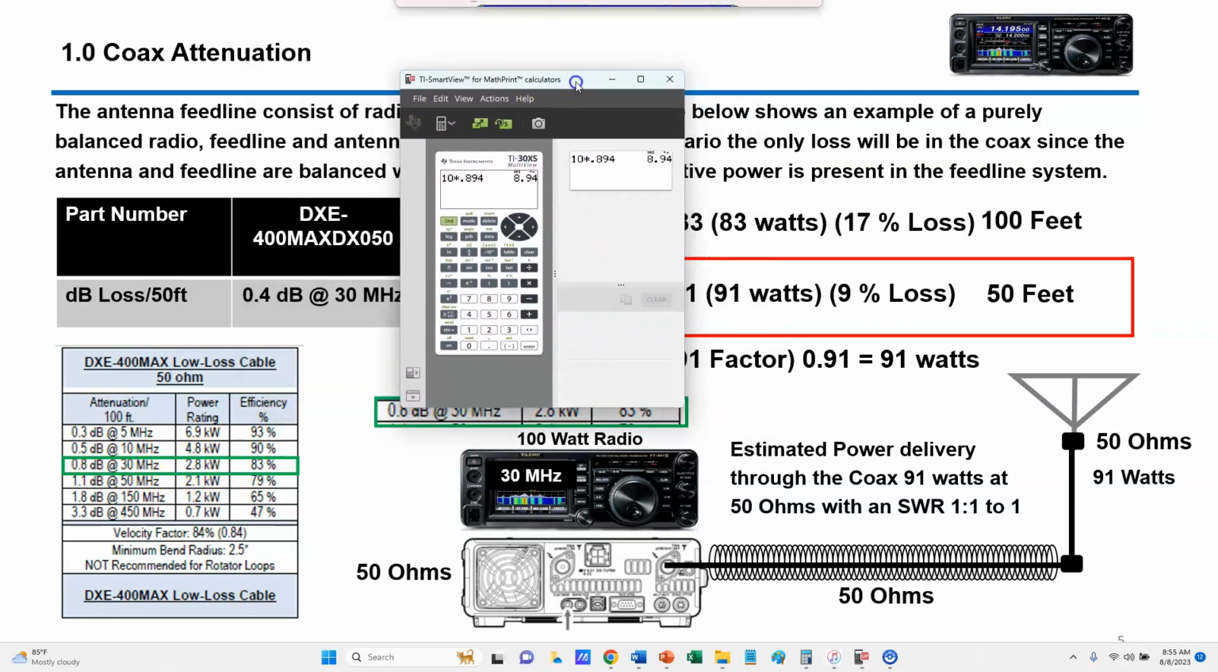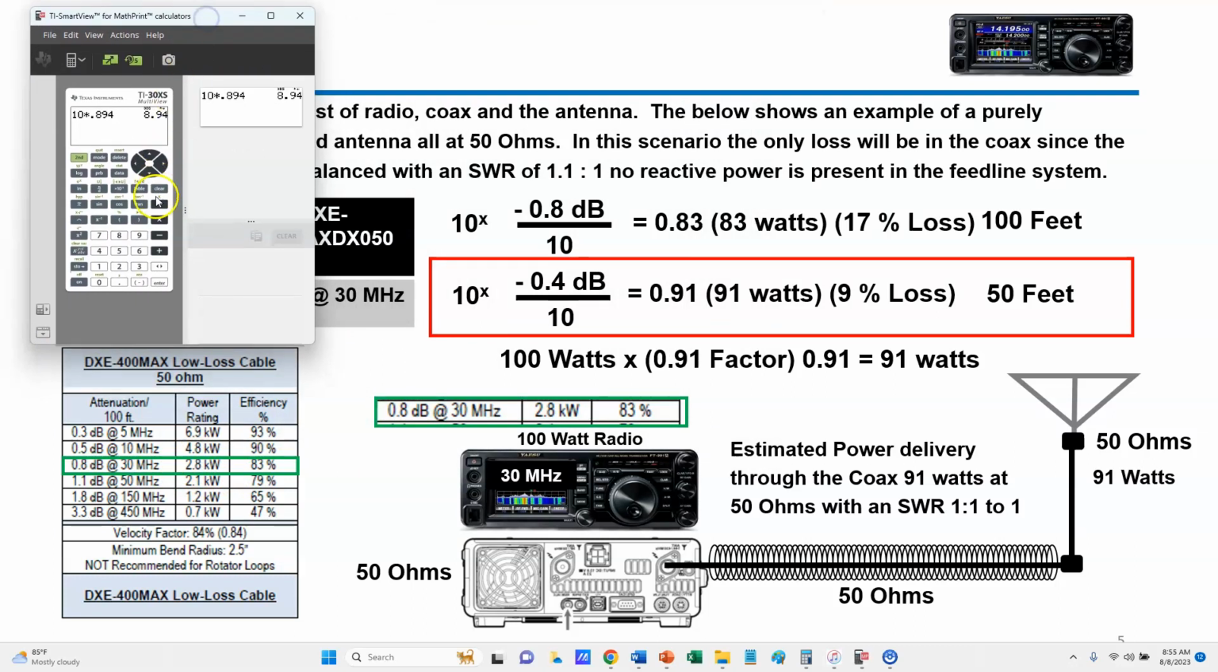I'm only using 50 feet, so I'm just going to cut that 0.8 in half. This is the number that I'm looking at right here. I want to find out how much power is making it down the coax. To do that, I'm going to use second log, which is the anti-log, and press the negation key, 0.4, over 10. That's going to give me a factor of 0.91.